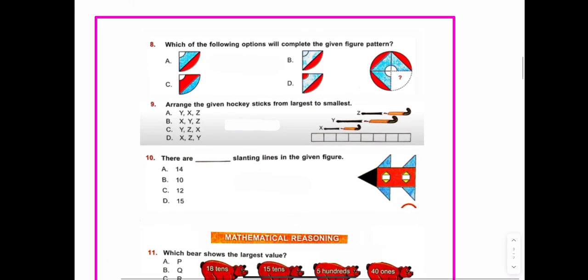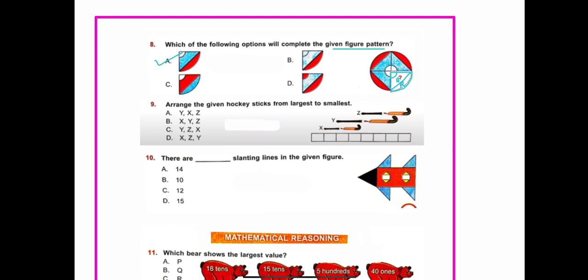Next, question 8. Which of the following options will complete the given figure pattern? So just see the figure pattern like this. All structures are like this. Then this, and blue color should be here and red color should be here, as in the first structure. So it is the correct answer.